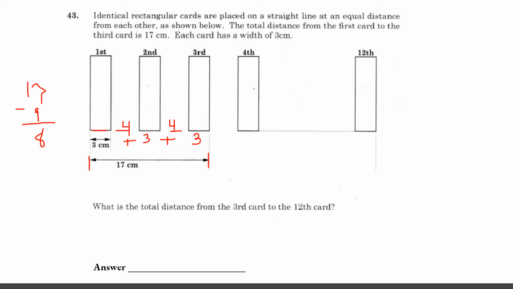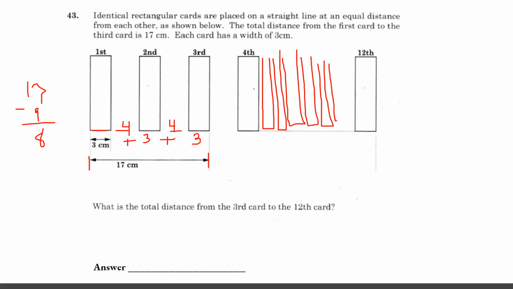So what we can do, the easiest thing to do, is only from the 3rd to the 12th. So why not draw the cards? 3rd, 4th, let's say this is the 5th, 6th, 7th, 8th, 9th, 10th, 11th, and 12th. Now remember, in all of this, we know the width of each one. Let me use another color. We know the width of each card is 3, and we also know that the space is 4. So the easiest thing to do is to check how many rectangles we have here. We have 1, 2, 3, 4, 5, 6, 7, 8, 9.